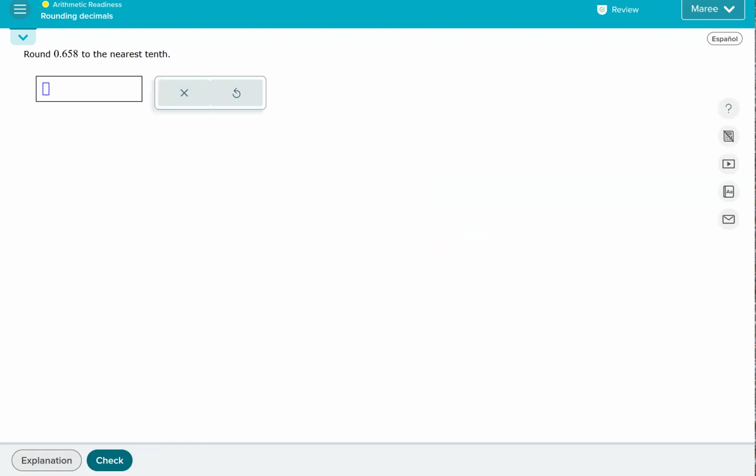Okay, so this one says round to the nearest tenth. Now, if you remember, tenth is the first spot, so that 6 is our tenth. We're rounding right here. Okay, so we're only looking at the 6 and the 5. So we're saying, is this closer to 0.60 or 0.70? 65, that 5 is right on the line.